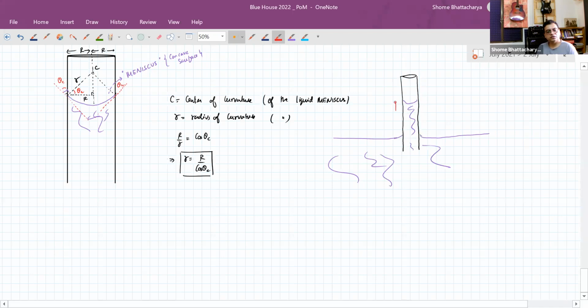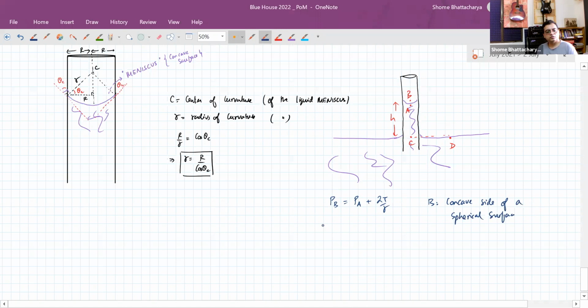so if liquid has risen to a height h, if you consider a point like this over here, and a point just outside over here, another point C over here, another point D over here. Now you can see that pressure at B will be equal to pressure at A plus 2T by R, because B is on the concave side of a spherical surface.